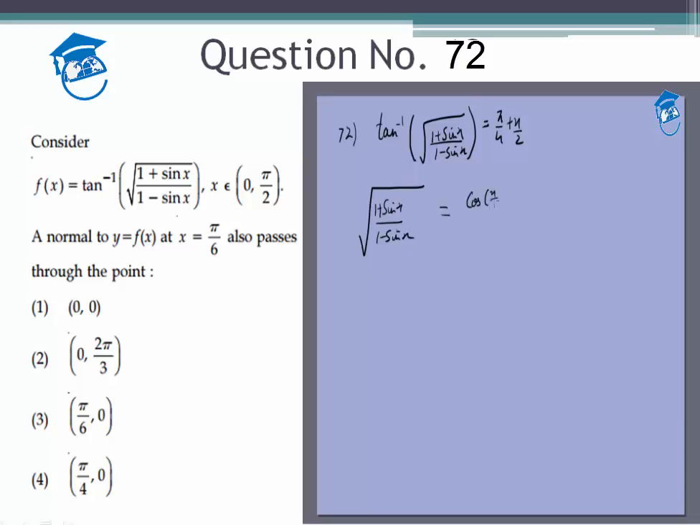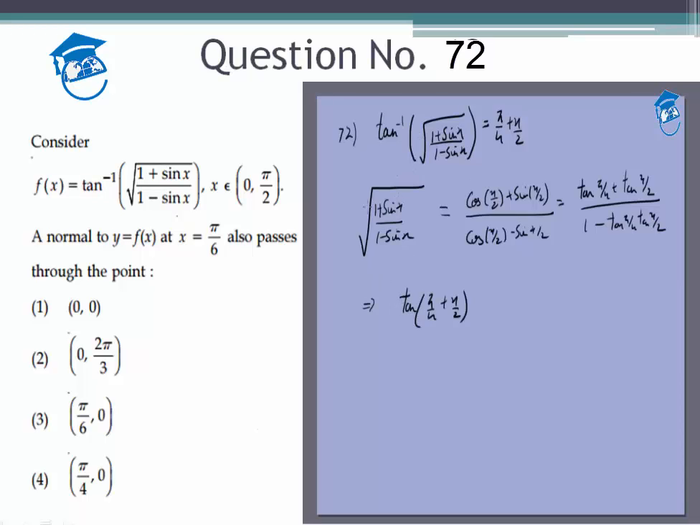So this is (cos x by 2 plus sin x by 2) by (cos x by 2 minus sin x by 2). And this is obviously (1 plus tan x by 2) by (1 minus tan x by 2), which can be written as (tan pi by 4 plus tan x by 2) by (1 minus tan pi by 4 tan x by 2), which becomes tan of (pi by 4 plus x by 2). This is the term inside the bracket, so tan inverse of that obviously is pi by 4 plus x by 2. Right, if you are talking between 0 and pi by 2, the value of x is between 0 and pi by 2. And now this is quite easy.